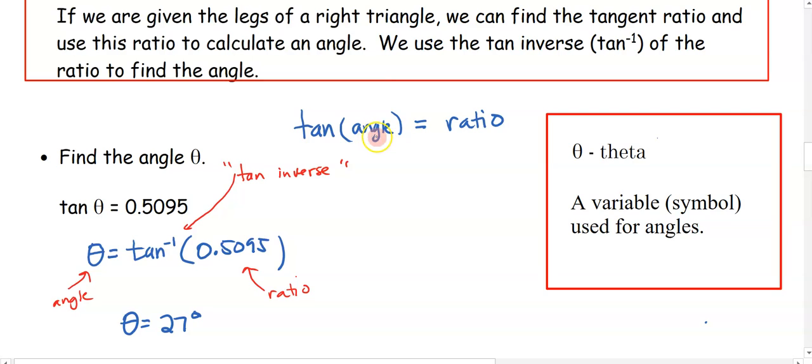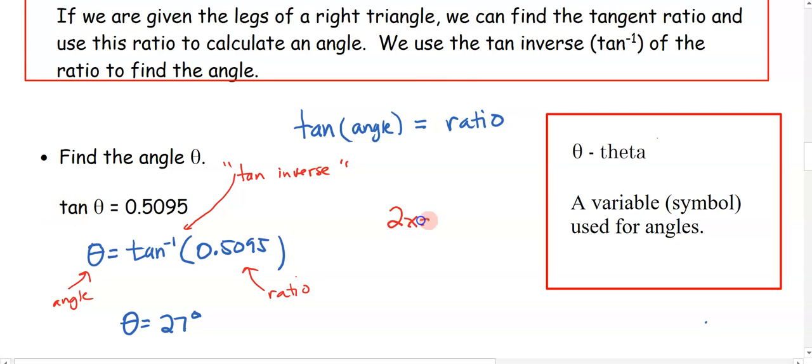If you don't know the angle, then you need a variable attached to tan. So tan of an angle, I don't know what that angle is, equals 0.5095. That's my ratio. Okay? So when you know your ratio, you can work backwards to find theta. We'll just use our algebra skills, which means we have to undo what's happening.